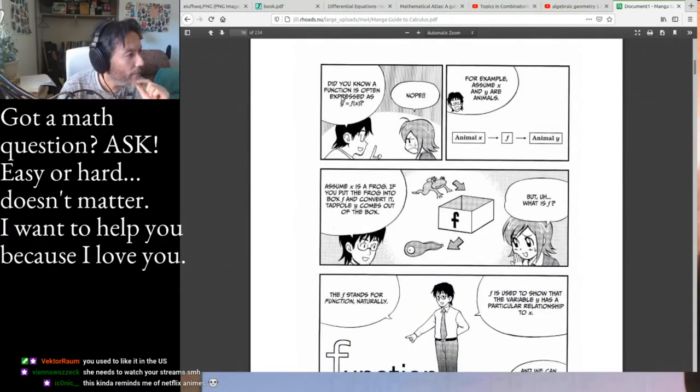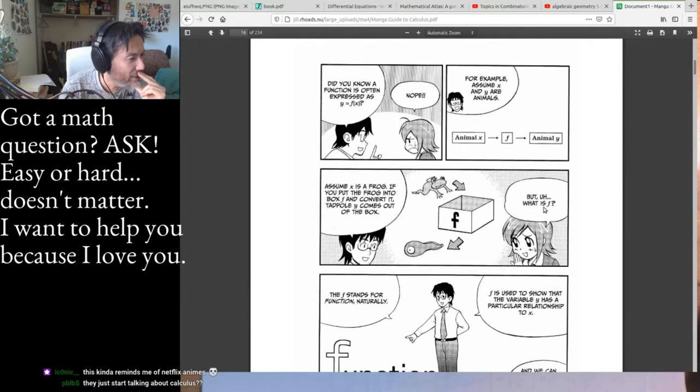Do you know a function is often expressed as y equals f of x? For example, assume x and y are animals. Animal x, f, animal y. Assume x is a frog. You put the frog into box f and convert it. Tadpole y comes out of the box.